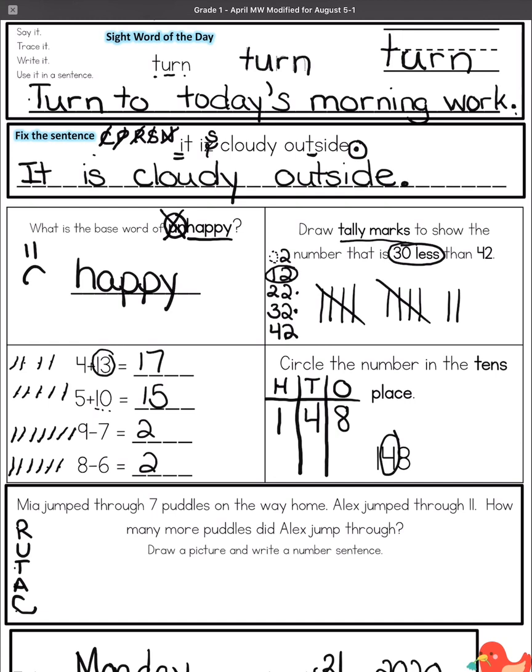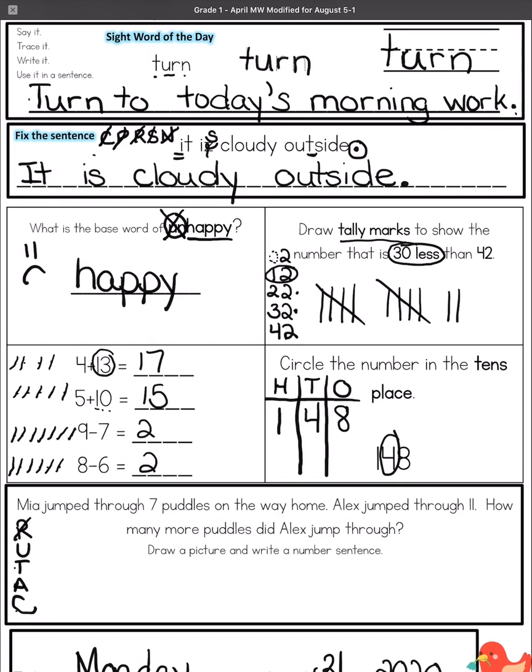So we'll start with reading. Touch the words as I read them. Mia jumped through 7 puddles on the way home. Alex jumped through 11. How many more puddles did Alex jump through? Draw a picture and write a number sentence. So we've read the problem. I can cross that off.